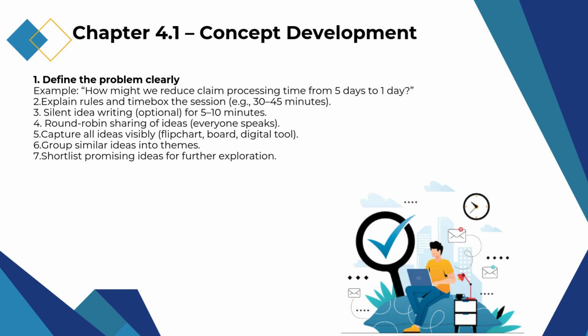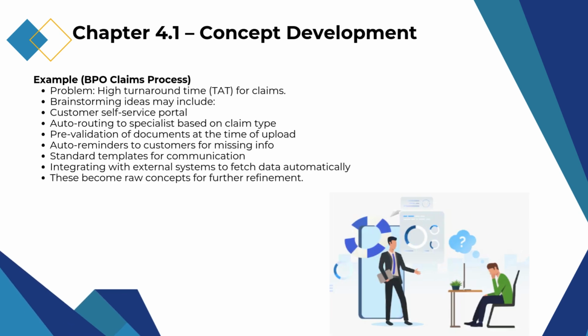shortlisted for further exploration. In the ABPO claims process, the problem of high turnaround time can be addressed by brainstorming different solution ideas. These may include using a customer self-service portal, automatically routing claims to the right specialist, checking documents at the time of upload, sending auto reminders for missing information, using standard communication templates, or integrating with external systems to fetch data automatically. All these ideas serve as raw concepts that can later be refined and developed into effective solutions.